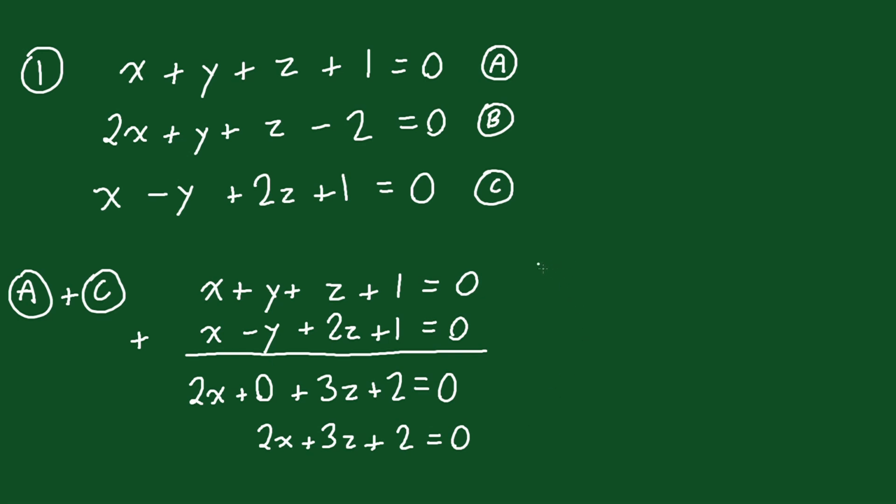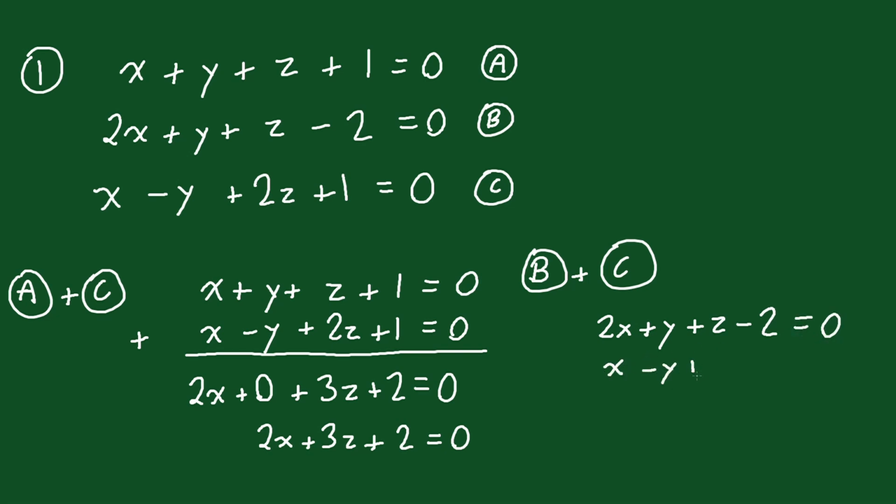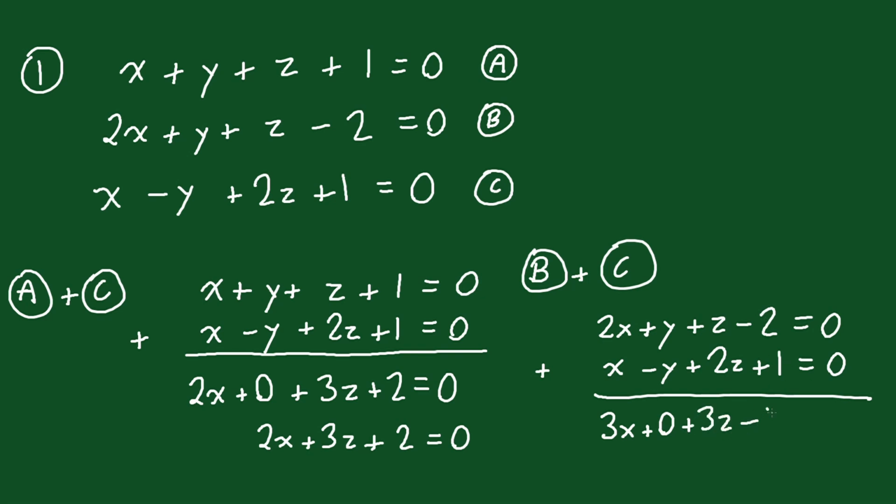So, like I said, I'm going to do B plus C. I'm going to write it here, 2x plus y plus z minus 2 is equal to 0, and x minus y plus 2z plus 1 is equal to 0. I add these equations together. 2x plus x is 3x, plus y minus y is 0, z plus 2z is 3z, negative 2 plus 1 is minus 1, is equal to 0. So all in all, we have 3x plus 3z minus 1 is equal to 0.